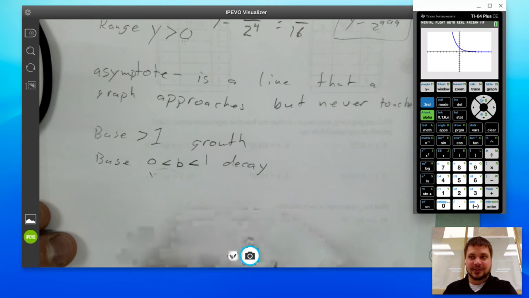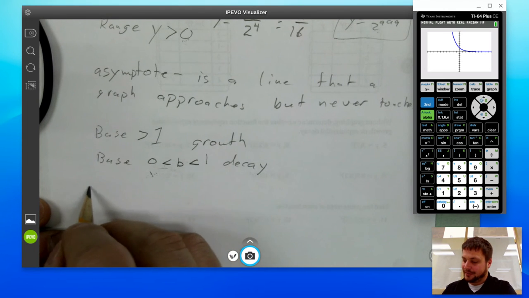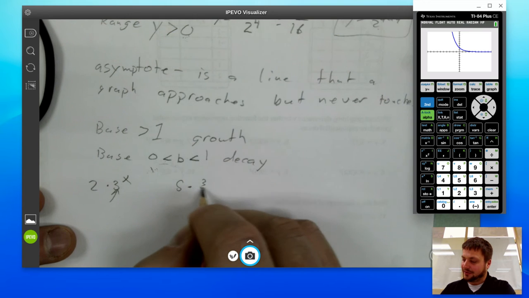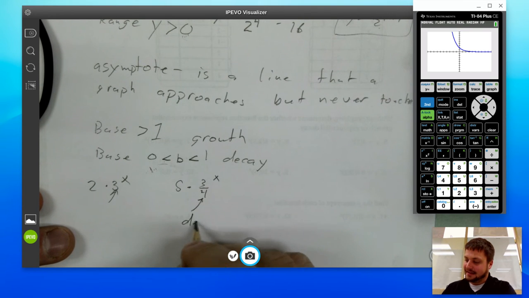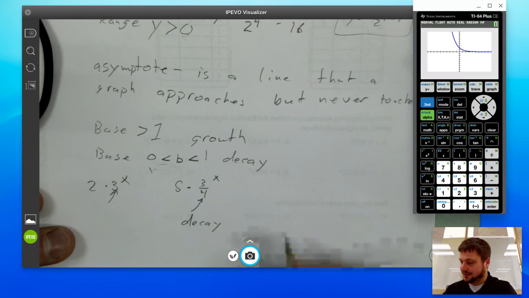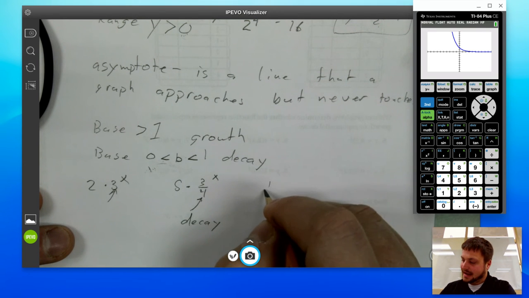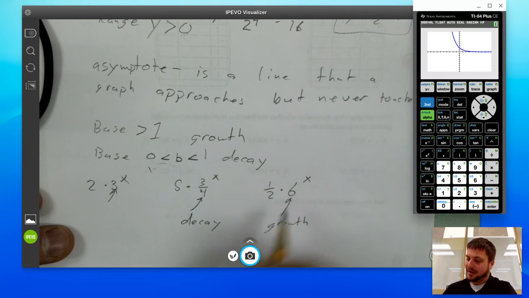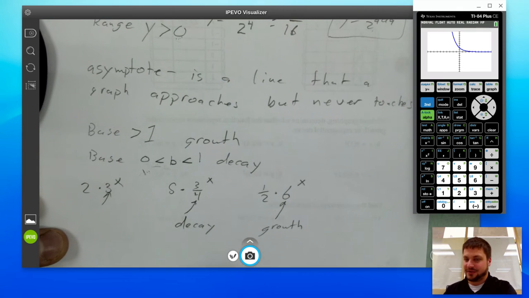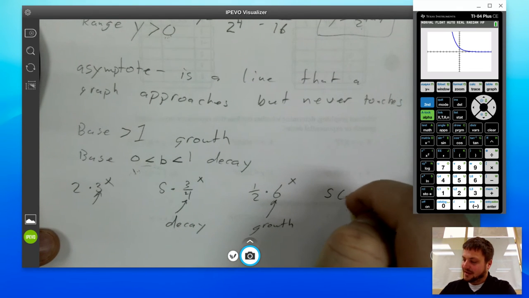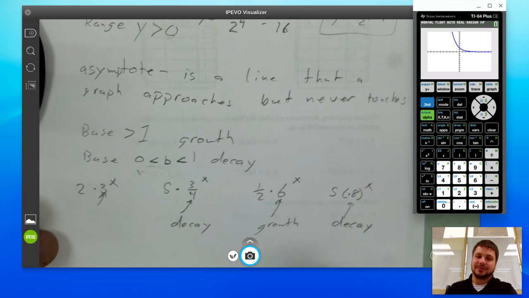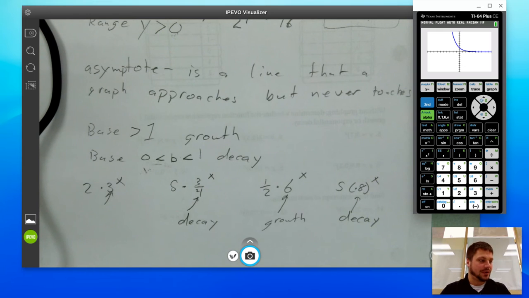All right, so let's go through a couple. 2 times 3 to the x, that's a growth because the base is greater than 1. 5 times 3/4 to the x, that's a decay because the base is between 0 and 1. 1/2 times 6 to the x, that's a growth because the base is greater than 1; it doesn't matter about the coefficient. How about 5 times 0.8 to the x? That's a decay because the base is between 0 and 1. Okay?